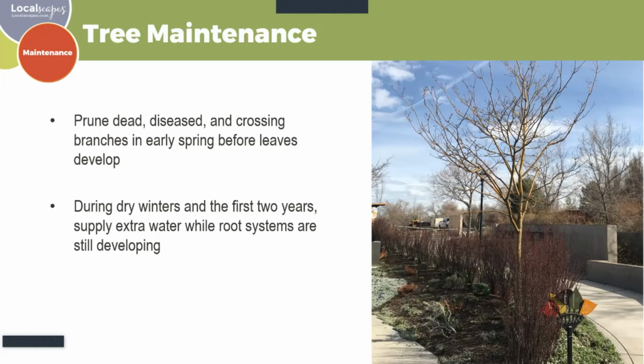During dry winters, or in the first 2 years of establishment, extra water may be needed for root systems that are still developing. Now, a dry winter means we're getting almost zero precipitation. We go through these periods, even this year, January was kind of a dry month where we'd normally be snowing.